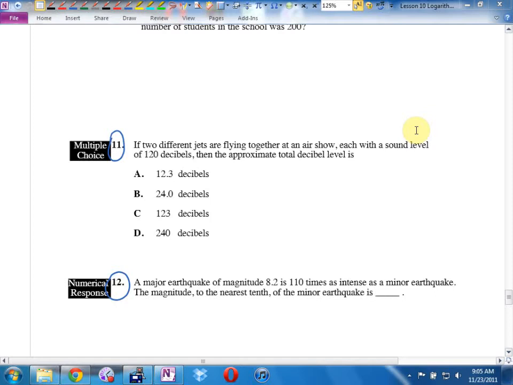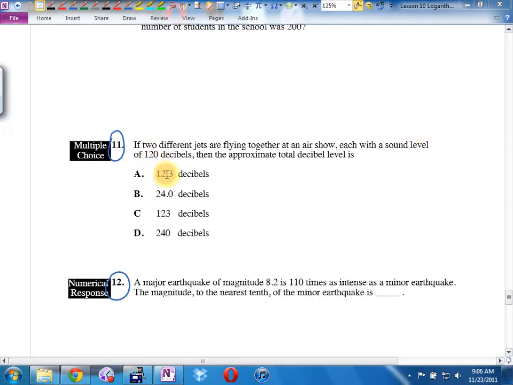It says this. Two different jets are flying together in an air show. Anybody ever been to the Abbotsford Air Show? Okay. If you haven't, well worth going at least once. It's quite interesting. Each with a sound level of 120 decibels. Then the approximate total, so if there's two jets, first of all, Steph, if one jet is 120, will two jets possibly be less? That's a dumb answer.